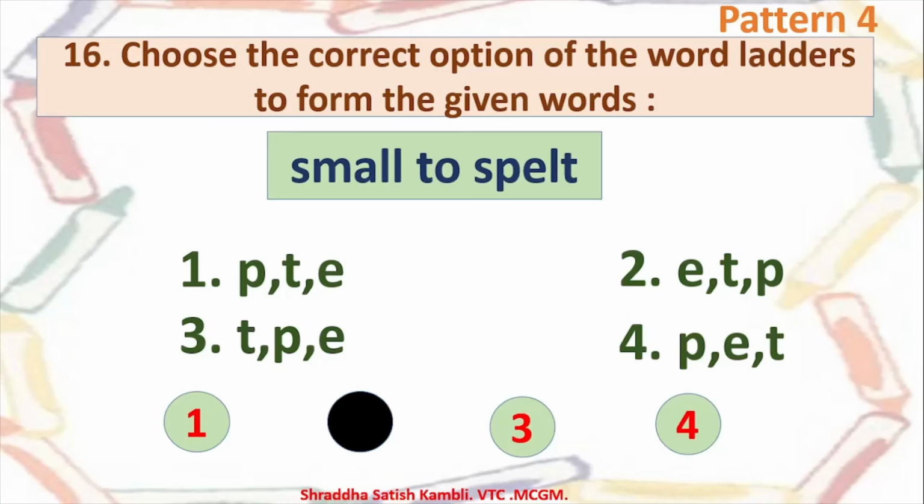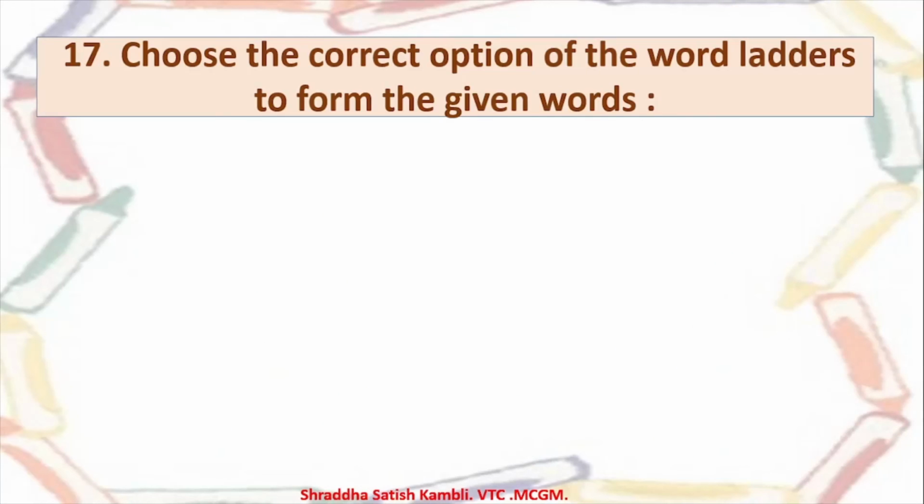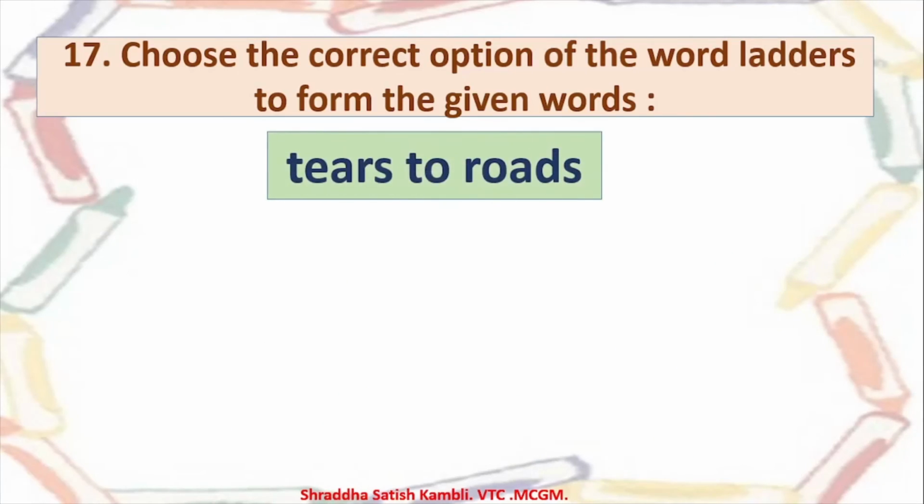How? Let us check. So you have small, and now here you're supposed to write an E. So you write smell. Then you're supposed to write a T. So you write smelt. And then you're supposed to write the P. So you write spelt. And then you arrive from small to spelt. Okay? So you have to find out the sequence of the letters which you will use in order to take the word forward.